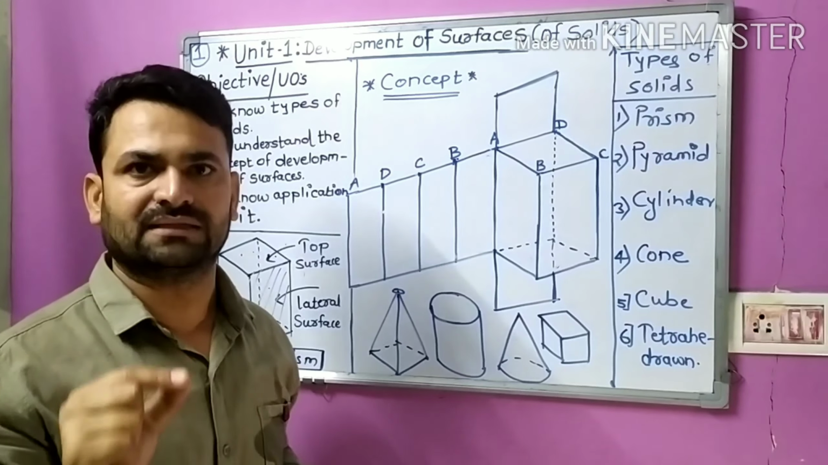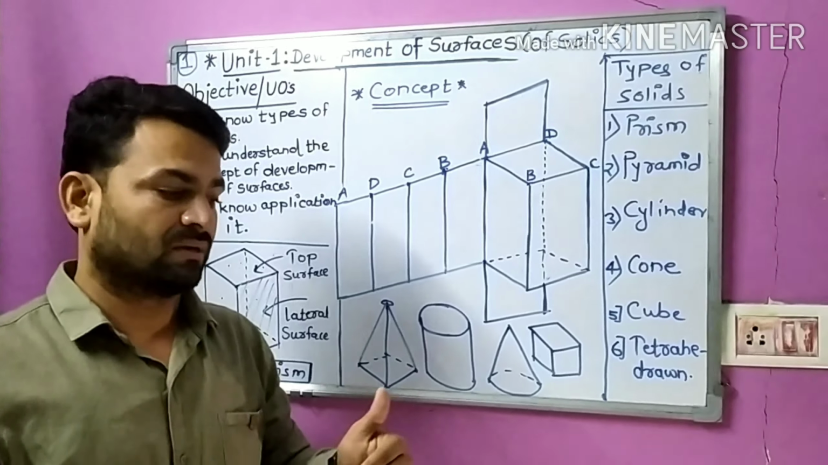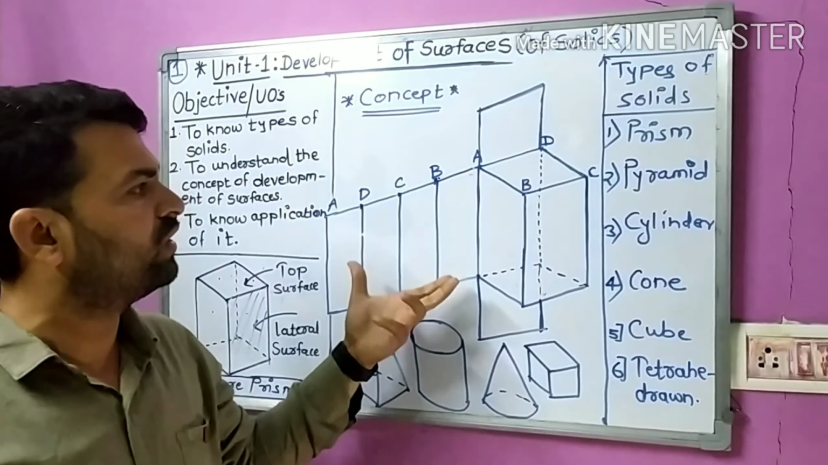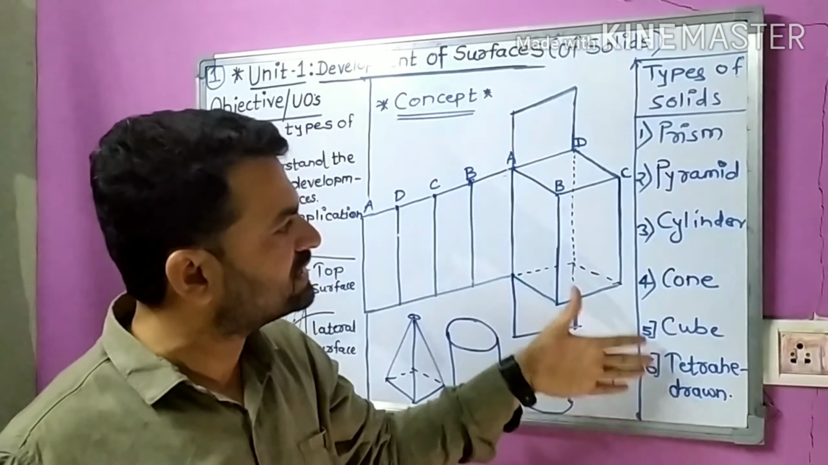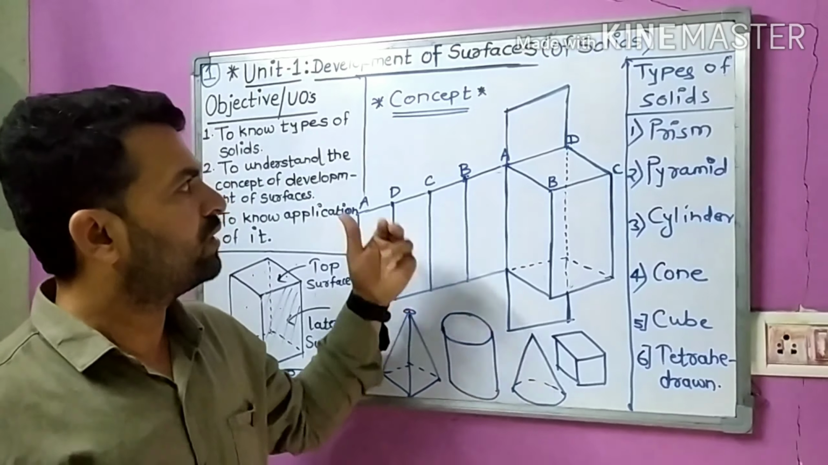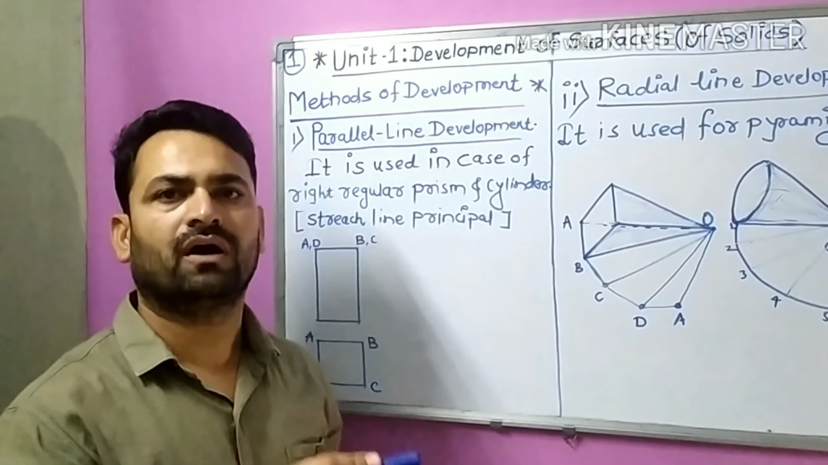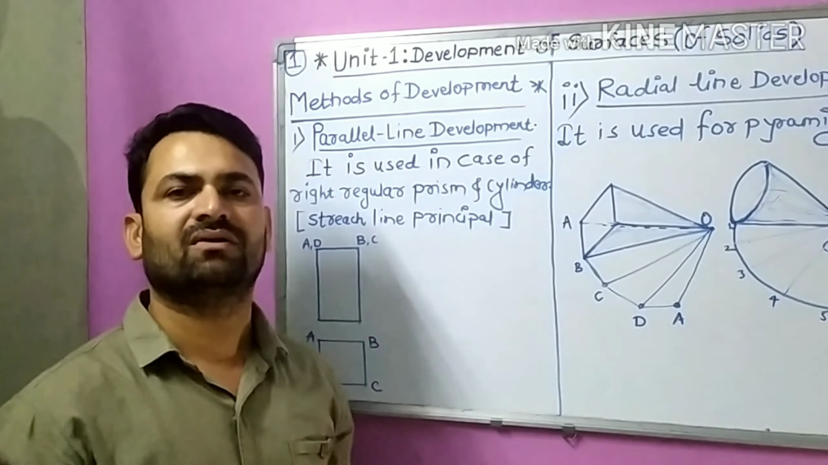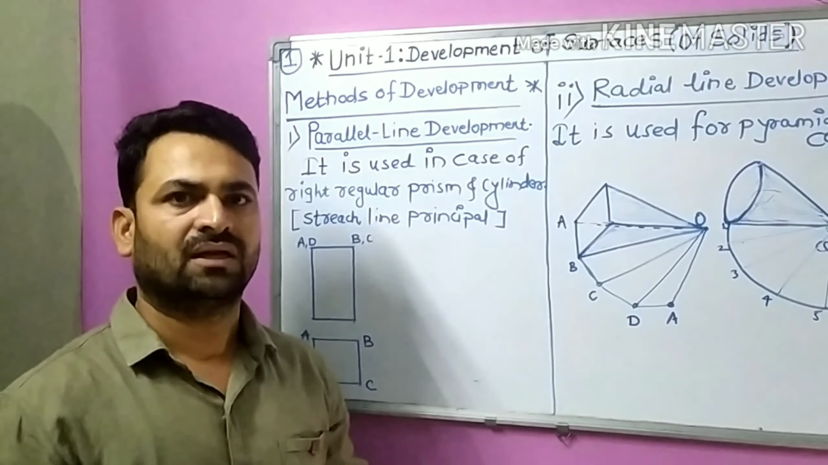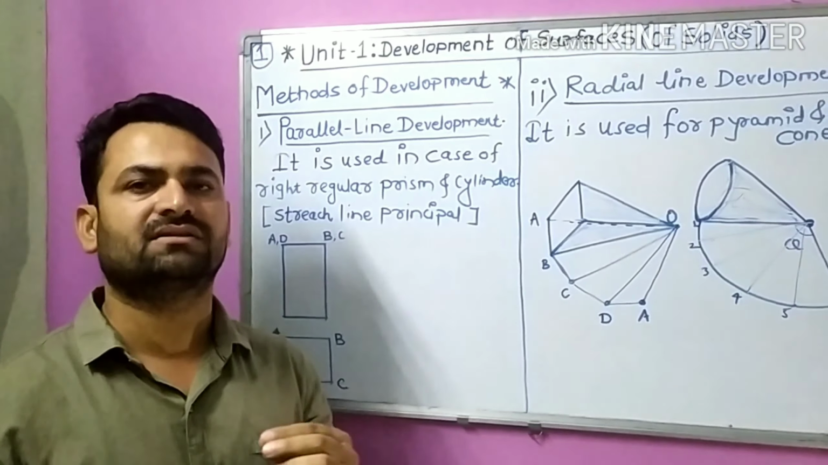Now you clearly understand what we mean by development of lateral surfaces, and this chapter is related to the development of lateral surfaces of all solids. I have taken only one example for this purpose. There are two types of development processes. Now you understand the concept of development of lateral surfaces of solids, so let's see the different methods.